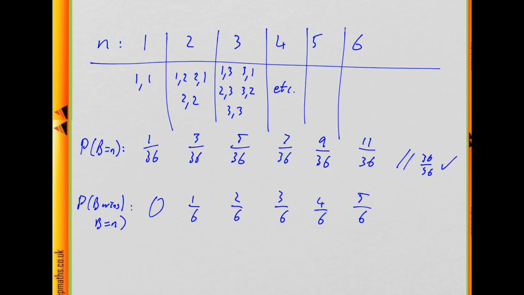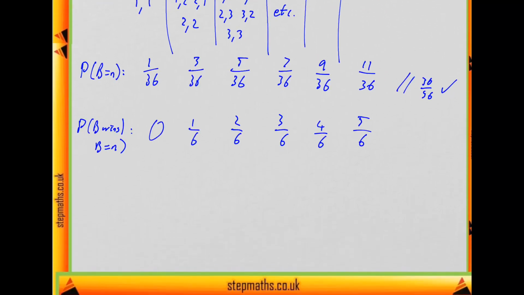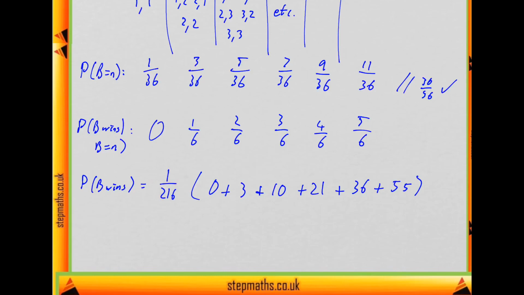And then what's B's chance of winning overall? It's just the probability of rolling a 1 times the probability of winning given they rolled a 1, plus the probability of rolling a 2 times the probability of winning given they rolled 2, etc. So we're doing this times this, plus this times this, plus this times this, all the way down. So first thing, we can see that we are going to get an answer over 216, because that's 6 times 36. So we can take out 216, and then we're just adding all the numbers we get on top.